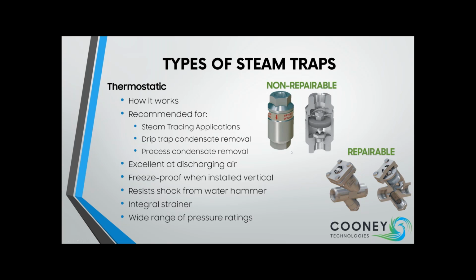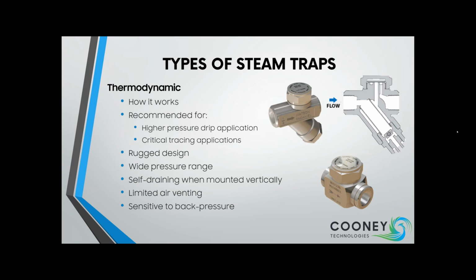And we go on to thermodynamic traps. It's a simple and compact steam trap. It only has one moving part. It's a simple disc that opens to allow condensate discharge, but closes in the presence of steam. A single model can operate in a wide range of pressures. It has a very rugged design, suitable for steam tracing applications when you install it vertically, and it's suitable for higher pressure drip leg applications. It does have a limited ability, though, to vent air from a steam system.